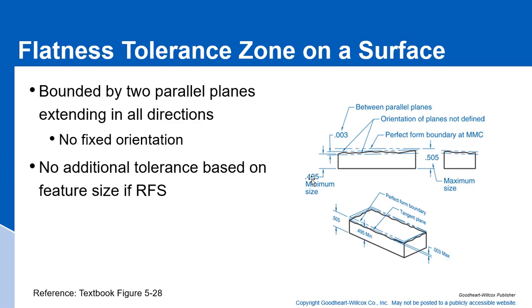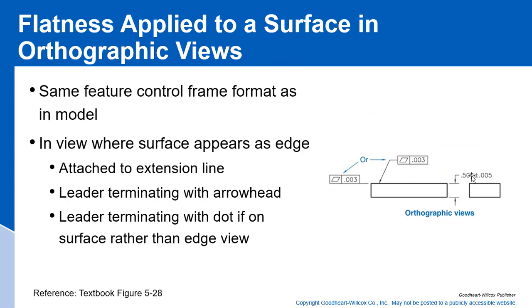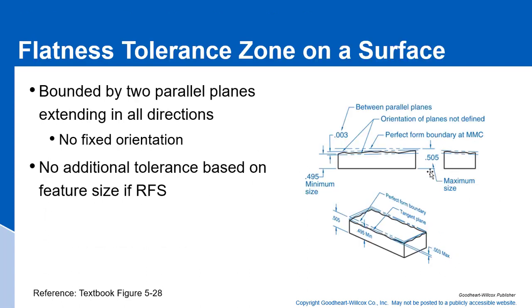Okay, so here's what we've got. Our part is over here. It's .500 plus or minus .005 with a .003 flatness tolerance. Here's how you would look at that. .505 is our maximum size. If we look at any of these line elements here, they would have to only vary by .003. Notice that the .003 parallel planes are set up by the mins and the maxes of our actual part and not by this .505. So that's how it's interpreted.